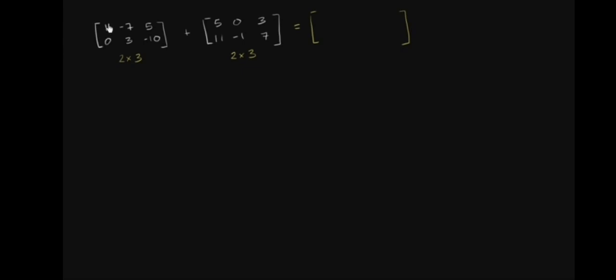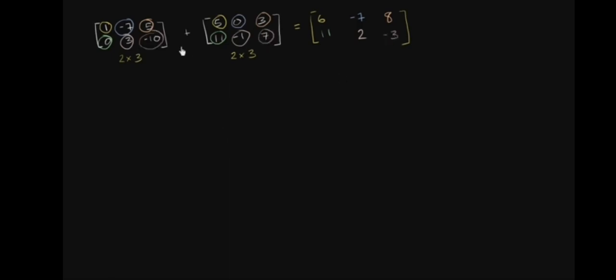So in this situation, we add 1 plus 5 to get the corresponding entry in the sum, which is 6. You can add negative 7 plus 0 to get negative 7. You can add 5 plus 3 to get 8. You can add 0 plus 11 to get 11. You can add 3 to negative 1 to get 2, and you could add negative 10 plus 7 to get negative 3.